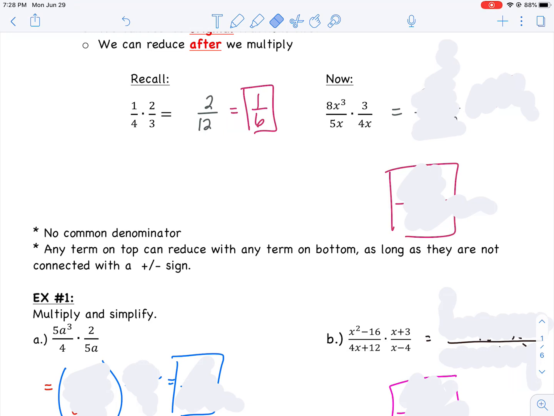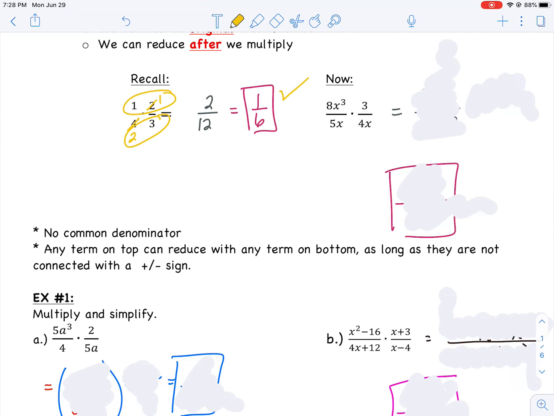That's one option. Some of you might have cross-reduced. Maybe you noticed that there was a GCF of 2 and 4. So I can divide 2 by 2 and get 1, and then 4 by 2 and get 2. Then I have 1 times 1 on the top, and I have 2 times 3 on the bottom, which still gives me 1/6. Either way would work.